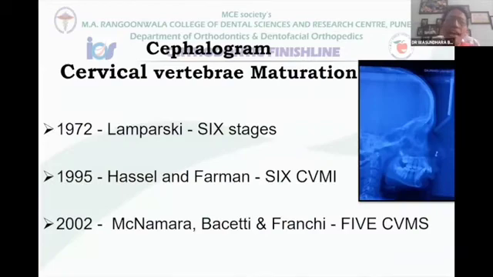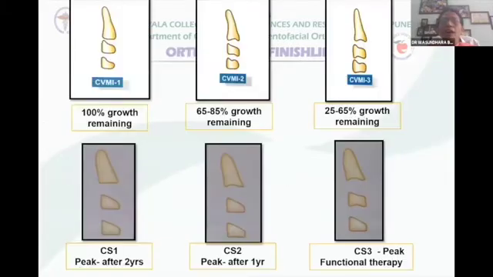Then cephalogram, we already have it, and therefore cervical vertebrae maturation is an established assessment staging, which has been given by Lamparski, then later modified by Hassel and Farman into the 6 cervical maturity stages, and then in 2002 McNamara, Baccetti and Franchi gave 5 cervical maturity stages. So they are based on the morphology of the cervical vertebrae, and based on that you have to find out in your patient what is the stage of skeletal maturation. The best is CS3, where there is a peak of the mandibular growth, but always your patient will not be at that peak.